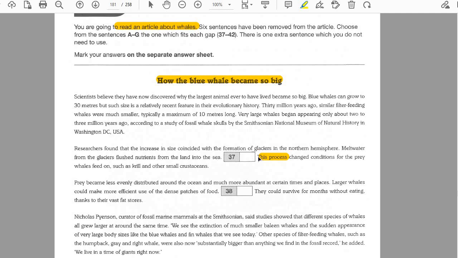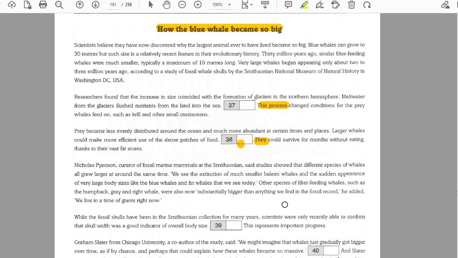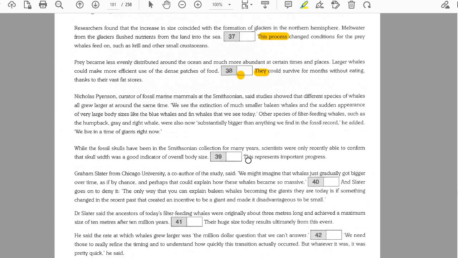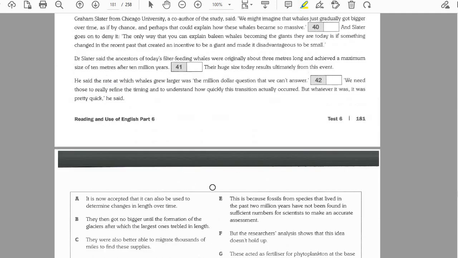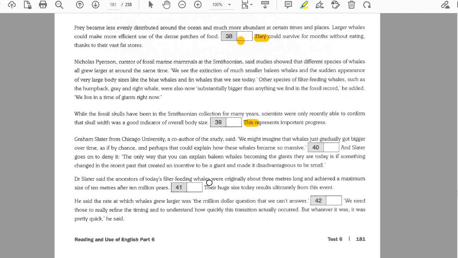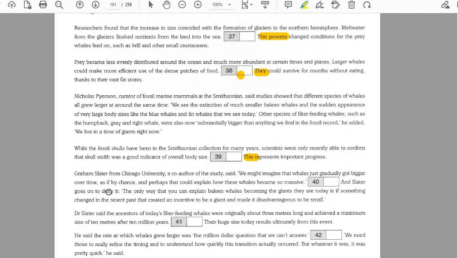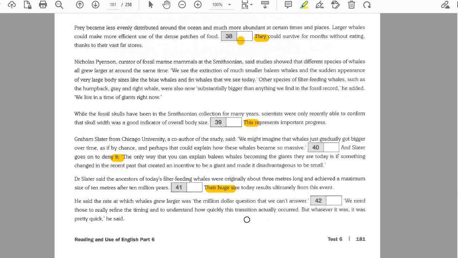Perhaps it's also here, but here and here. They must connect to something before. This represents important progress or something that has happened. So what represents important progress? One of these sentences will indicate some progress. Example goes on to 9a. So what does it refer to? Their huge size. So whose size?